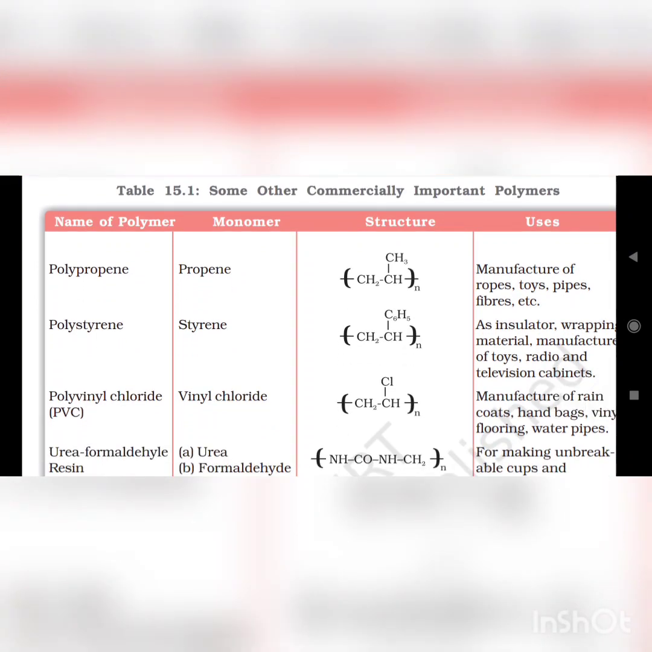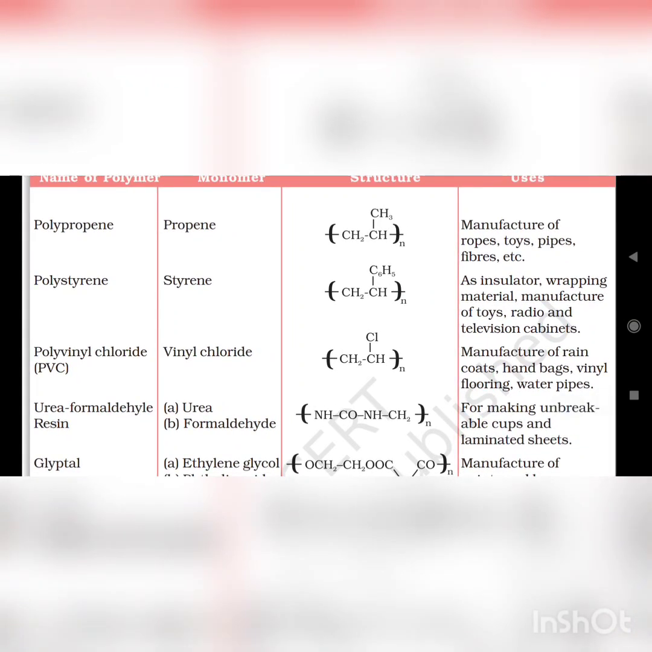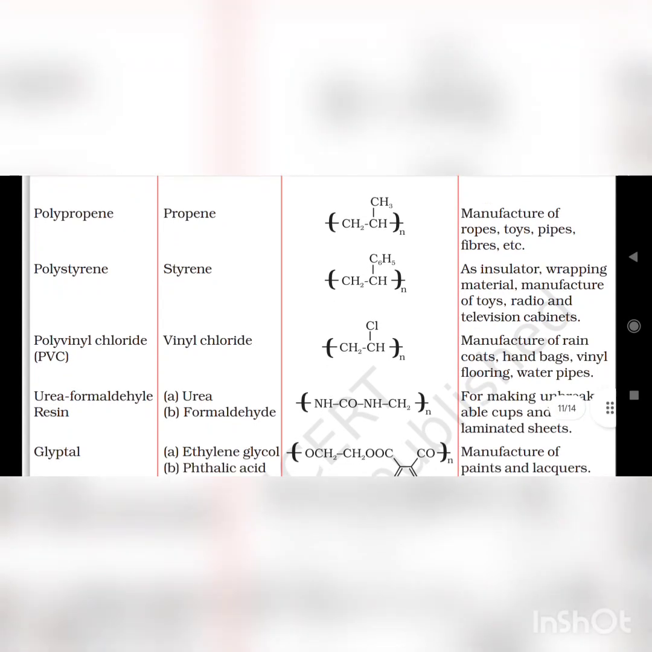Polypropene. Propene is the monomer, and the structure is CH2=CH-CH3, polymer in brackets with n. Uses: manufacture of ropes, toys, pipes, fibers, etc. Polystyrene. The monomer is styrene, CH2=CH-C6H5, polymer in brackets with n. An insulating wrapping material. Manufacture of toys, radio and television cabinets.